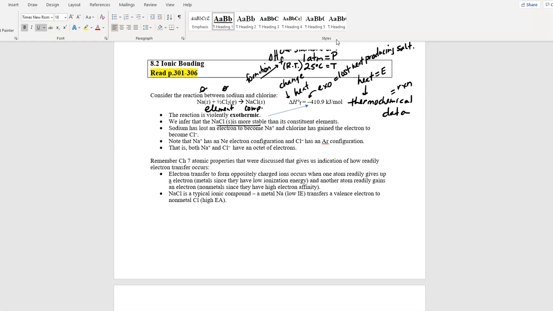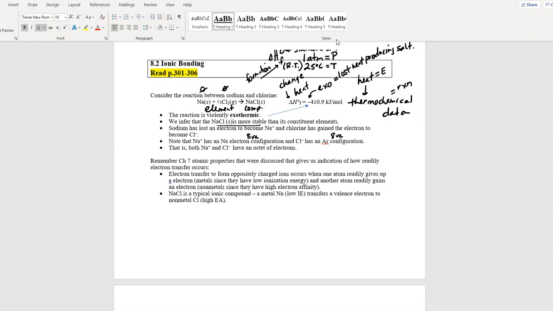Sodium lost an electron and becomes sodium plus 1. Chlorine gained it to become Cl minus. We know that. But now that we've learned chapters 6 and 7, what happens to the configuration? Sodium plus 1 now has a neon electron configuration, which means 8 valence electrons when it had only 1. Chlorine had 7 valence electrons and now has an argon configuration, which also has 8 valence electrons. Both sodium plus 1 and Cl minus have an octet of electrons.